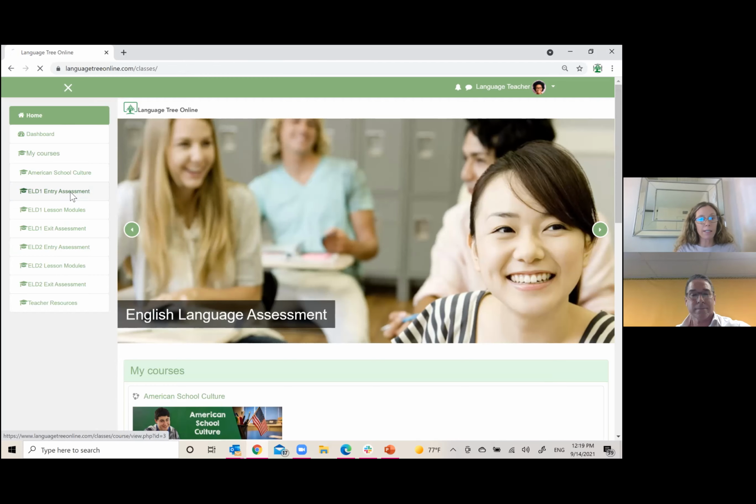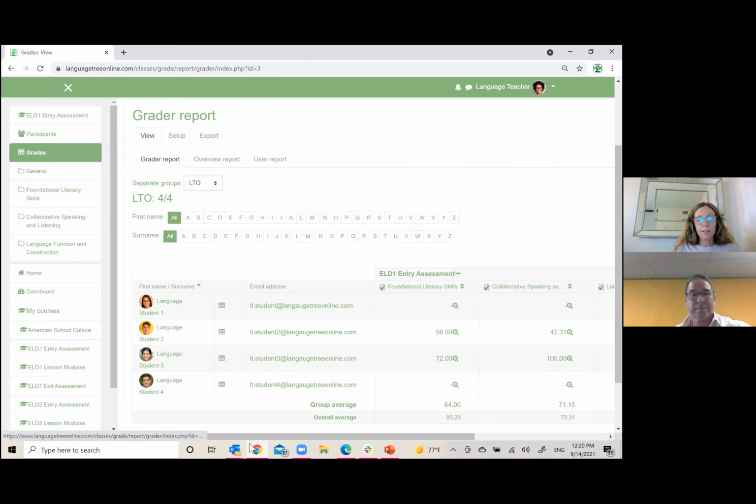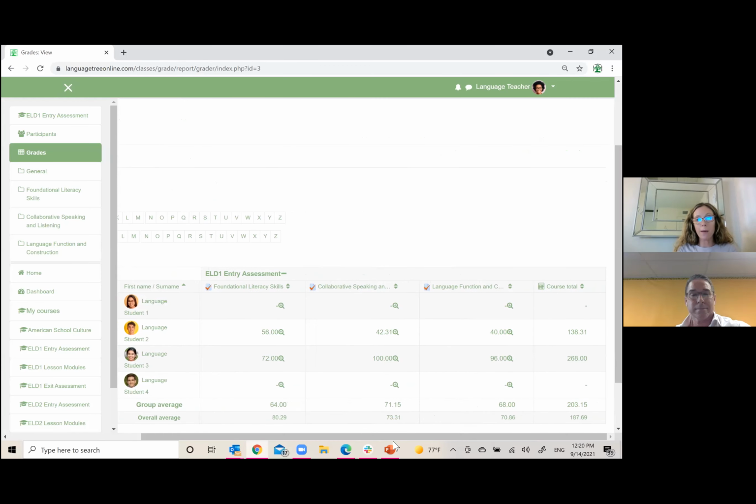So you would select ELD1 entry assessment and grades. And let me just scroll over. You can see these are my demo students, but essentially, we'll just look at language student 2. So we can see he got a 56% in foundational, 42 in collaborative, a 40 in language function and construction.